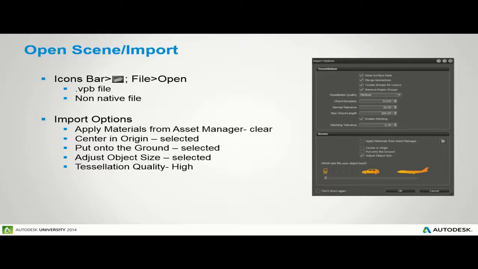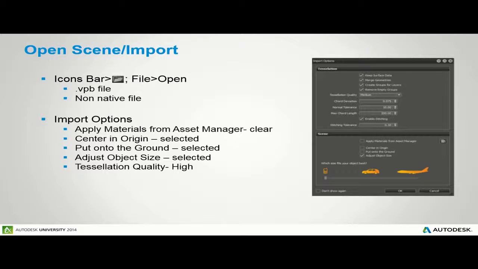For that, if it is a non-native file that you're bringing, then the import options dialog box shows up. If you're bringing a native VPB (.vpb) file, then you won't get the import options dialog box. Here I have given you a few options for how to set them, and it is actually whatever works for you. You can use different settings.